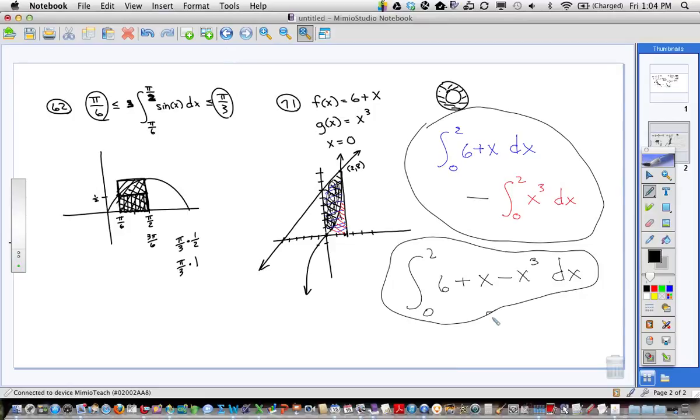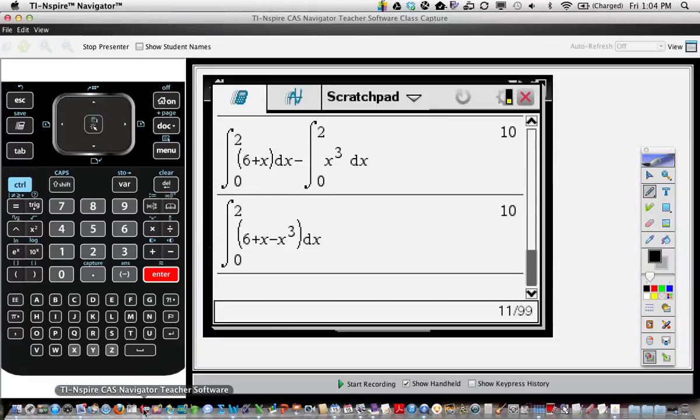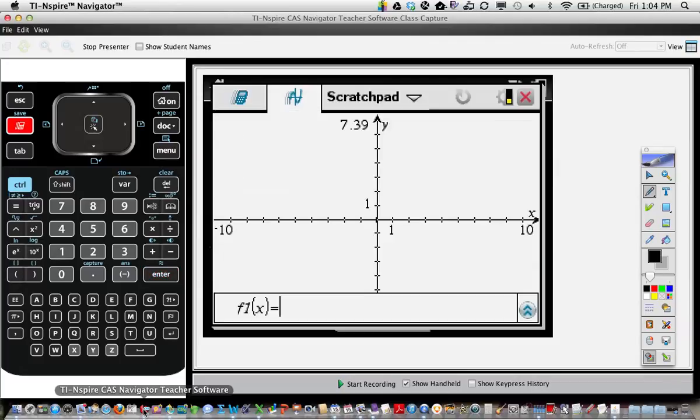Forget this for a minute, forget this picture. If I just gave you this integral, what would you tell me this represented? You just said the area under that curve, which is totally, this was two different curves, right? This was two different curves with their areas being subtracted. This is a single curve, and it's that area from 0 to 2. Okay, so Mandy, on your calculator, did you get 10? Okay, now let's go to the graph screen and type in 6 plus x minus x cubed.